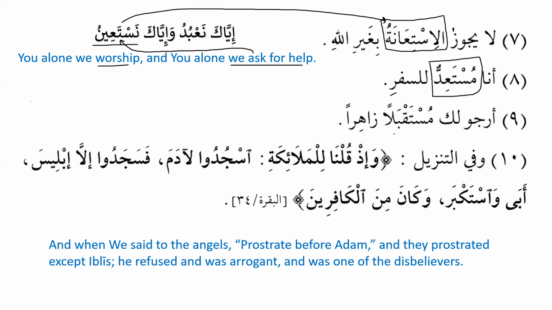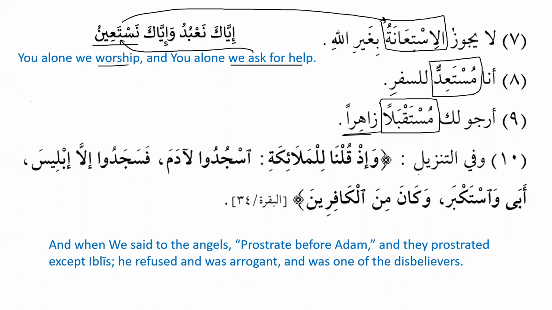اسم مفعول. Excellent. Mustaqbal is ismul maf'ul, but here, is it used as ismul maf'ul? Could be, or we can say dharf az-zaman, right? For the time, something that is coming in the future. So the word that we use for the future is mustaqbal and mustaqbalun. And arju laka mustaqbalan zahiran. I pray for you a brilliant future. Zahiran, brilliant. I hope that you have a brilliant future.